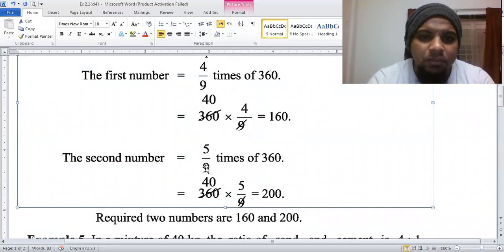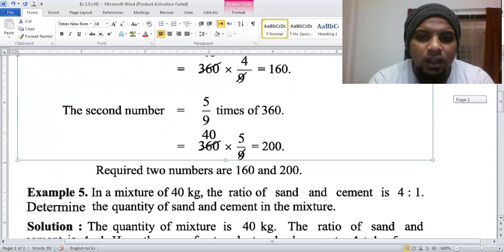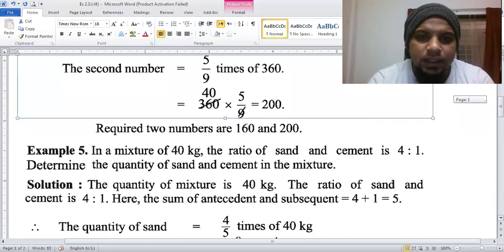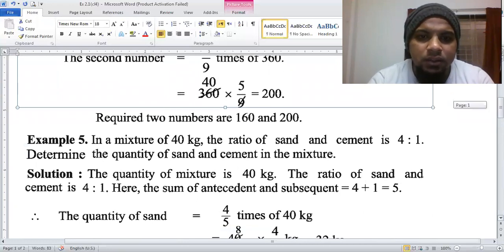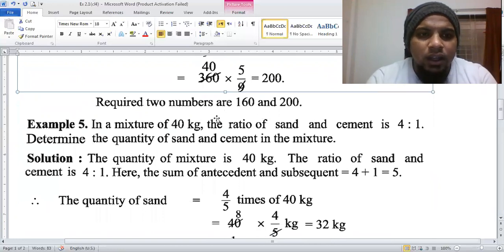9 is the sum, 5 is the quantity for the second number and 360 is the sum. 5 by 9 times of 360, and after calculation, 360 divided by 9 is 40. 40 into 5 is equal to 200. We get both numbers. The required two numbers are 160 and 200. Understand? Okay, for further understanding, we are going to solve another one.